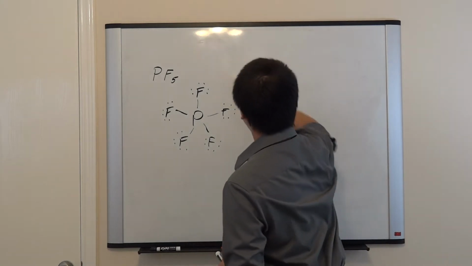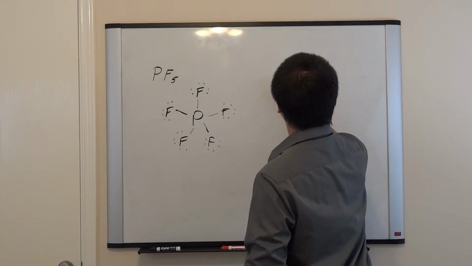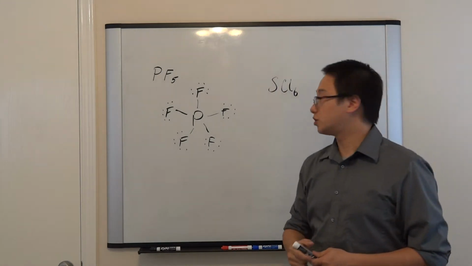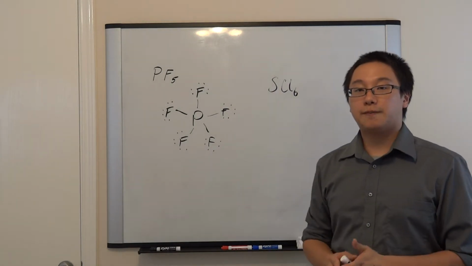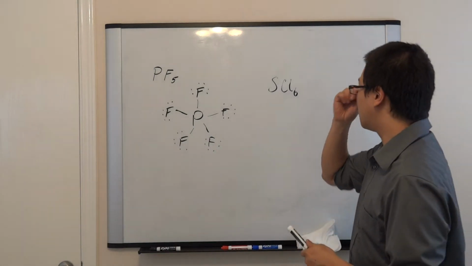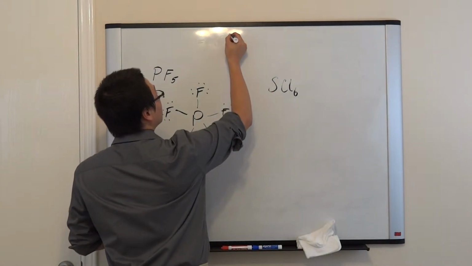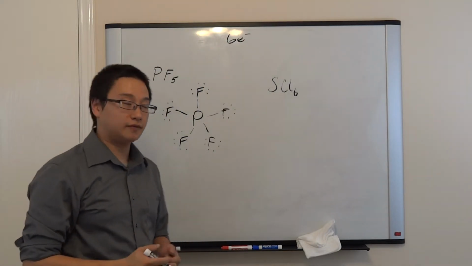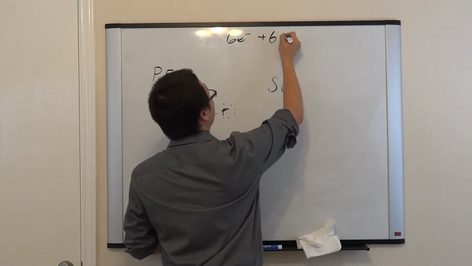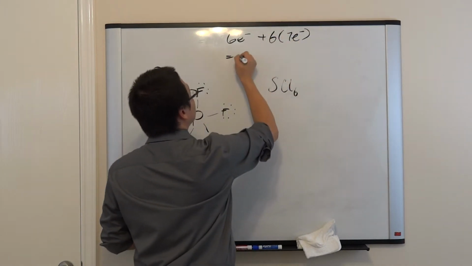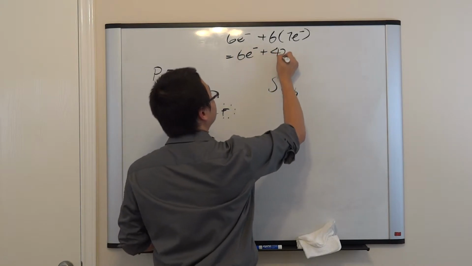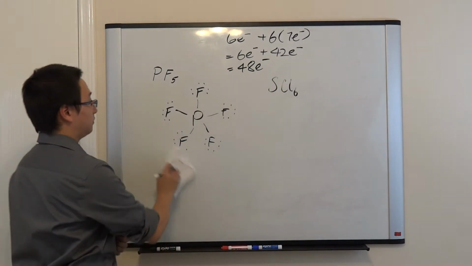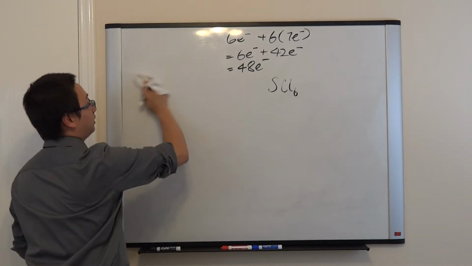The other example is sulfur hexafluoride. Okay? So here we will do the same thing. We will calculate the number of electrons. So we have 6 electrons from sulfur. Okay? Chlorine has 7 electrons each. So we have 6 times 7 electrons. So if we do the math, we have 48 total electrons.